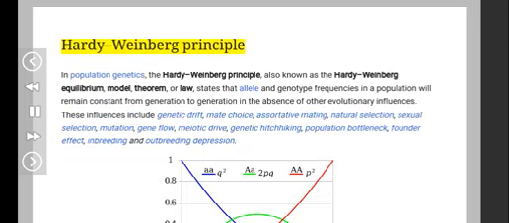Hardy-Weinberg principle. In population genetics, the Hardy-Weinberg principle, also known as the Hardy-Weinberg equilibrium, model, theorem, or law, states that allele and genotype frequencies in a population will remain constant from generation to generation in the absence of other evolutionary influences. These influences include mate choice, assortative mating, natural selection, sexual selection, mutation, gene flow, meiotic drive, genetic hitchhiking, population bottleneck, founder effect, inbreeding and outbreeding depression.